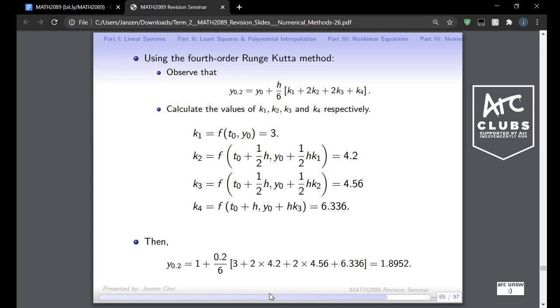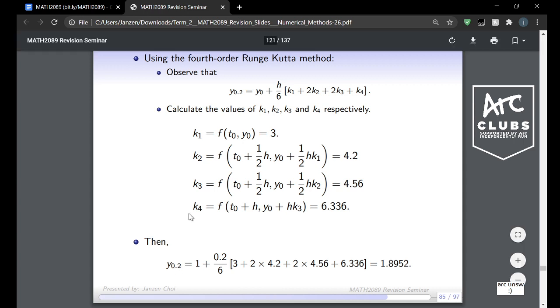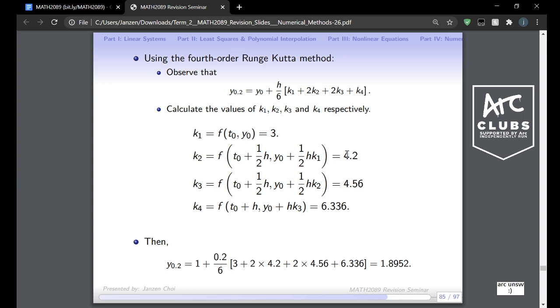So as you can see, even with one iteration, with a step size of 0.2, the approximated value is a lot higher than the 1.6 we got from the Euler method, meaning that the Runge-Kutta method is a lot more accurate, and it converges to the actual value a lot faster than the Euler method. And I guess we can attribute this to the higher complexity of the Runge-Kutta method.